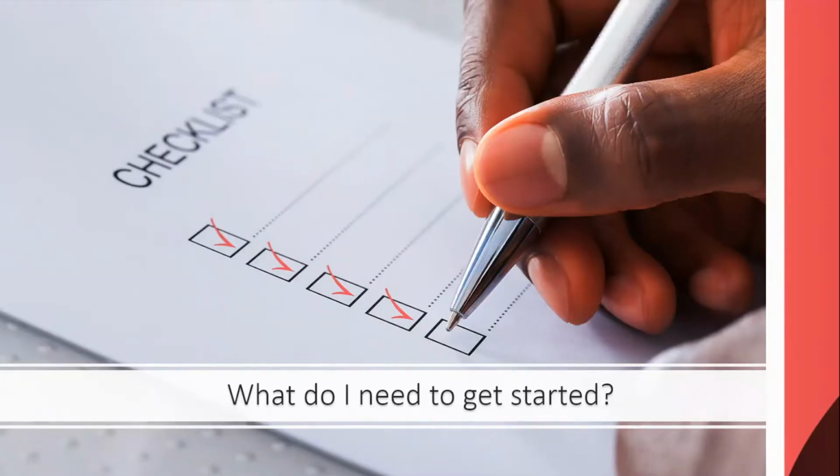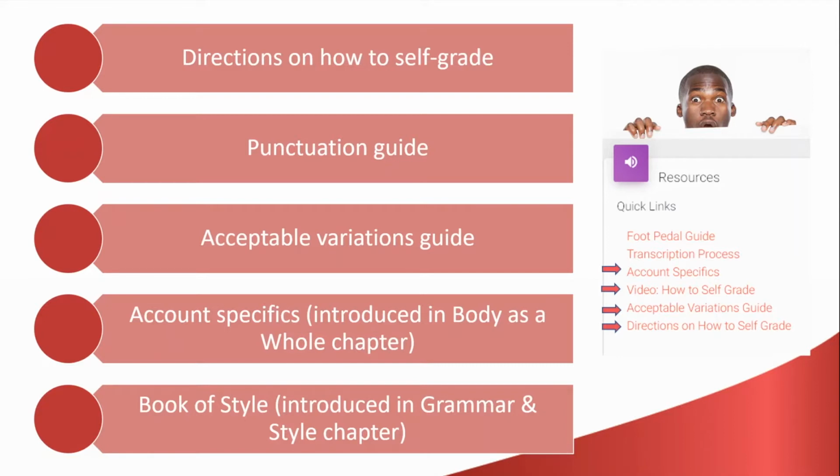What do I need to get started for grading? I've got a list here. You want to have your directions on how to self-grade, your punctuation guide, your acceptable variations guide, the account specifics, which, by the way, do not come to you until body as a whole. So if you're before body as a whole, don't worry about that. And I do recommend your book of style if you've at least started the grammar and style chapter.